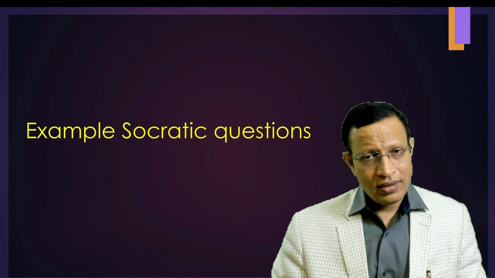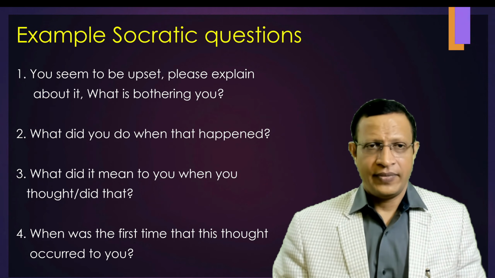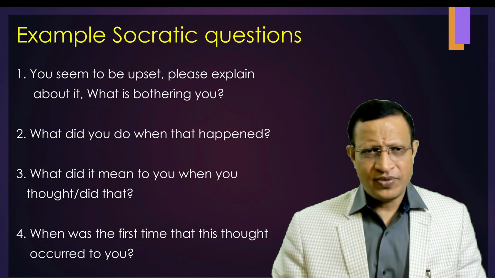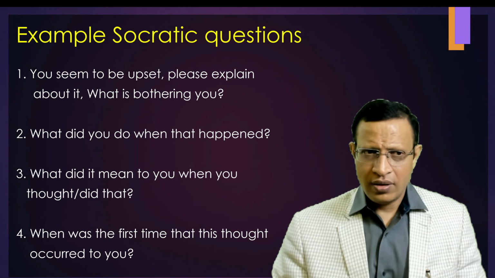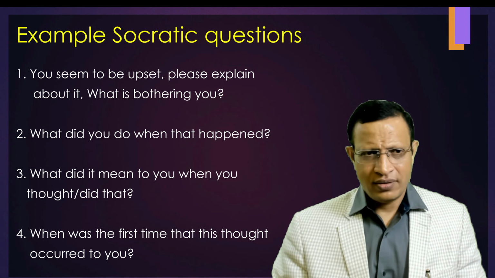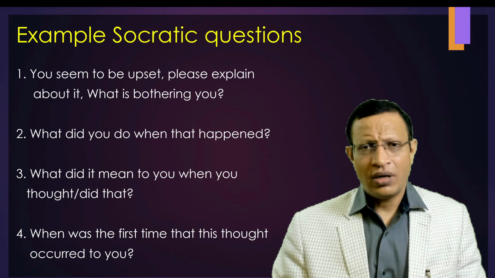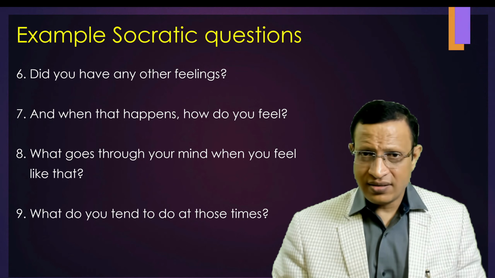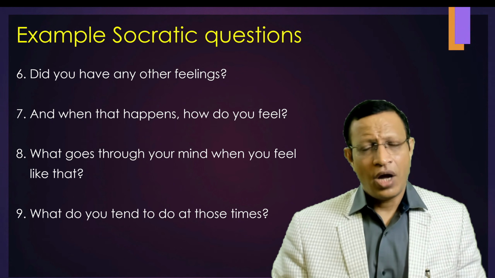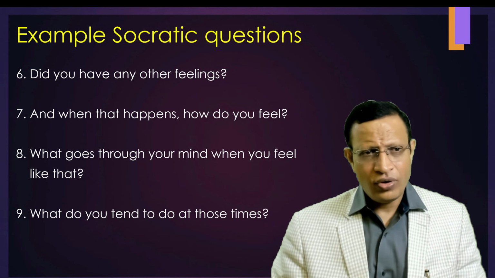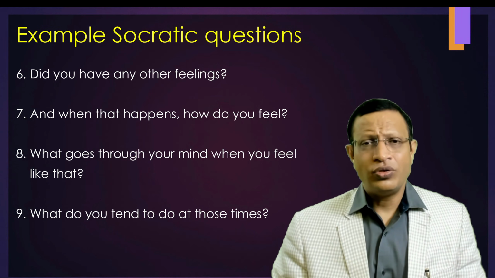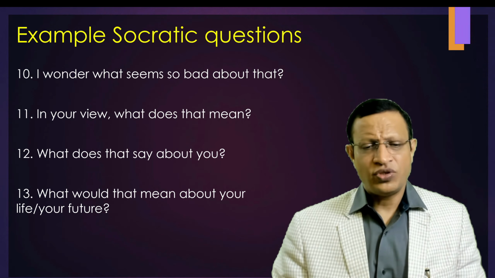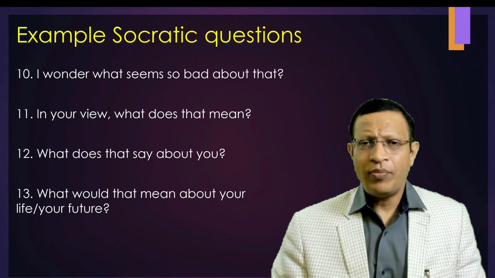Let's discuss examples of Socratic questioning. These are some of them. You seem to be upset. Please explain about it. What is bothering you? What did you do when that happened? What did it mean to you when you thought or when you did that? When was the first time that this thought occurred to you? Did you have any other feelings? When that happens, how do you feel? What goes through your mind when you feel like that? What do you tend to do at those times? I wonder what seems so bad about that. In your view, what does that mean? What does that say about you?